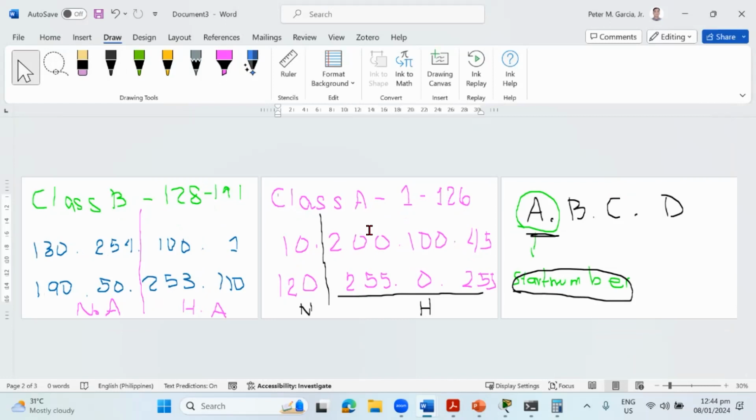So sa class A, basta ang starting number mo ay 1 to 126, that is class A. Kapag ang unang number mo nagsisimula sa 128 to 191, that is class B. Ang hatian for the class A, yung unang octet sa network and the remaining for the host. Pag sinabi natin octet, yung A.B.C.D. Sa class A, ang octet A, network, and octet B, C, and D for the host. For class B naman, octet A and octet B for the network, octet C and D is for the host.